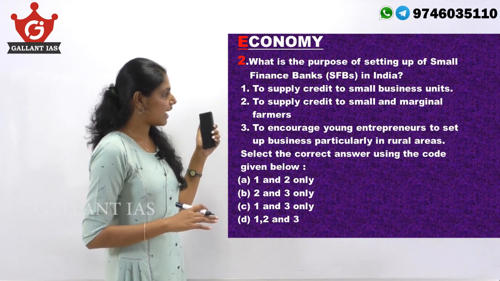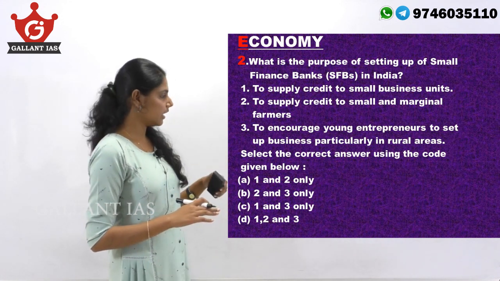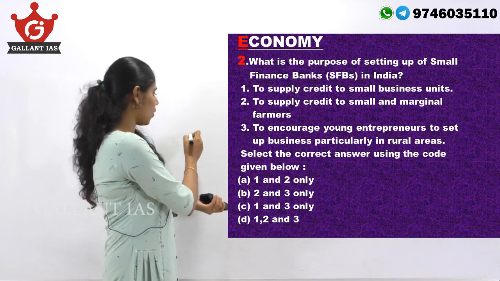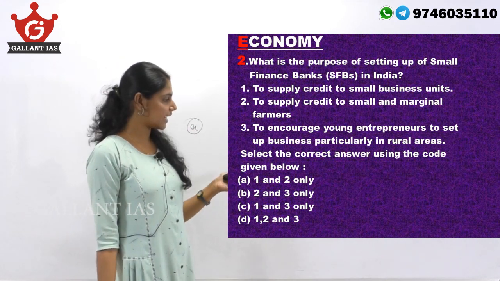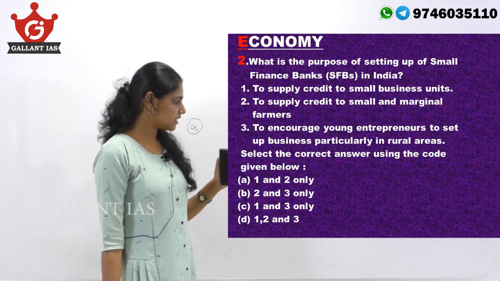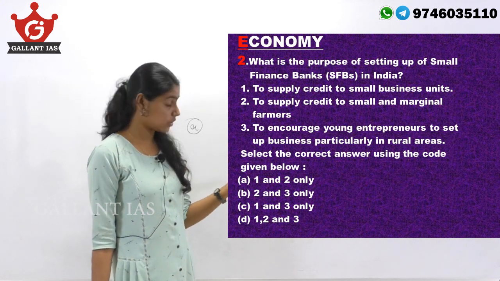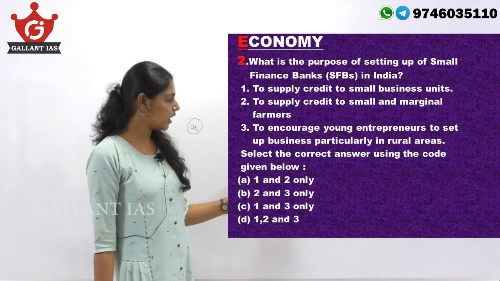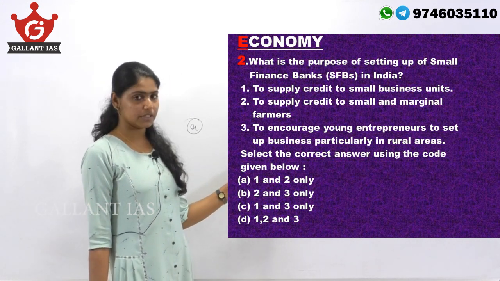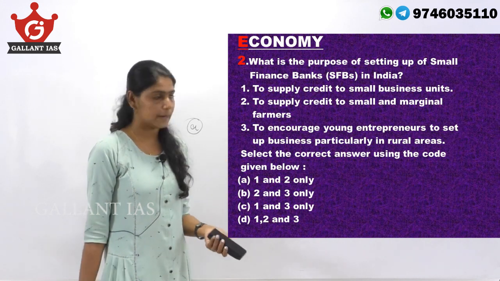So the first and second statements are right. Here your answer is option A, 1 and 2. If you know that the third statement is wrong, then you can eliminate options D, C and also B, thereby getting your answer as option A.